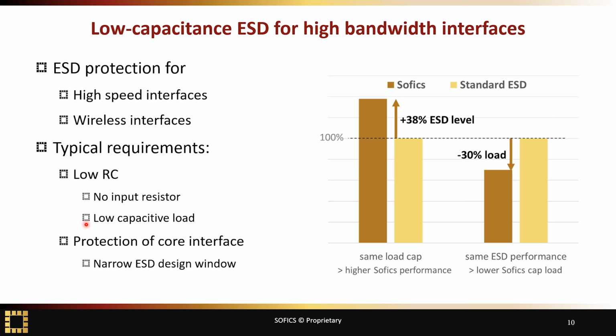Additionally, typically you have to protect core devices to enable such high-speed interfaces. On this graph, you can see first, maybe on the right side, if you are using the same ESD performance, for instance 2000 volt HBM, we can reduce the parasitic capacitance of the ESD by 30 and sometimes 50%, enabling maybe a higher bandwidth for your interface. Or on the other side, if the parasitic capacitance is fixed, let's say 100 femtofarad, then Sofix can provide a higher ESD robustness level.